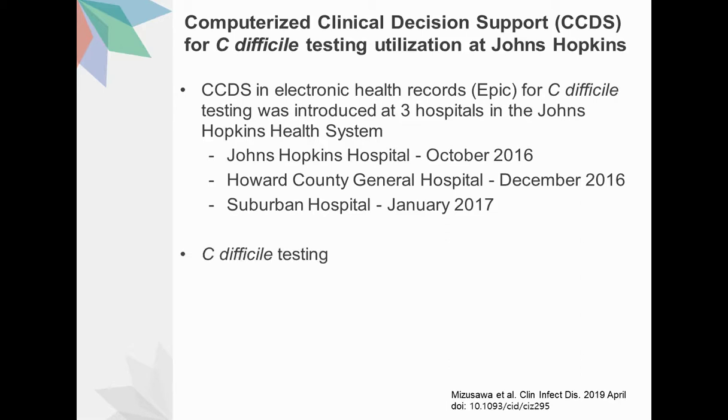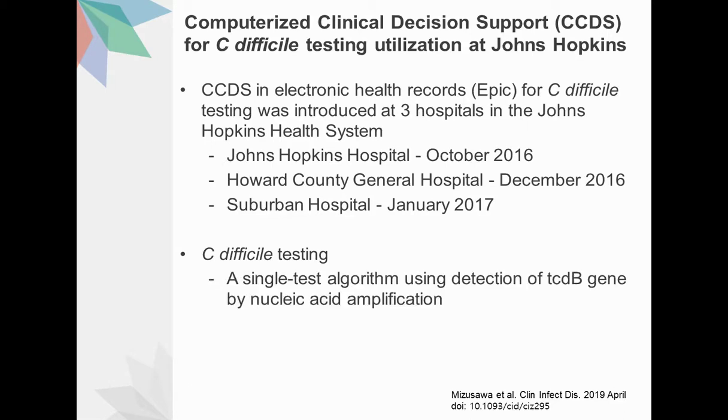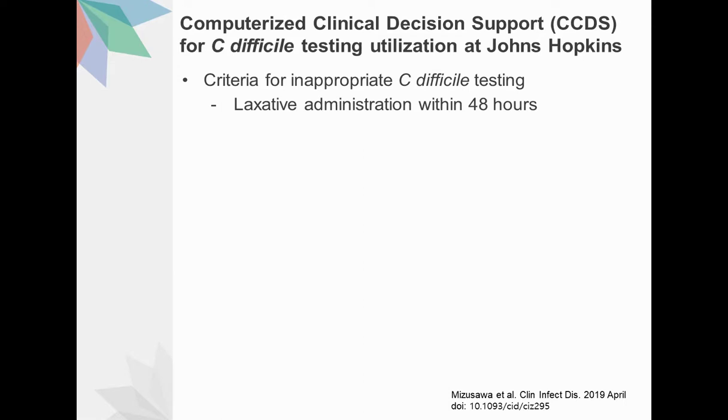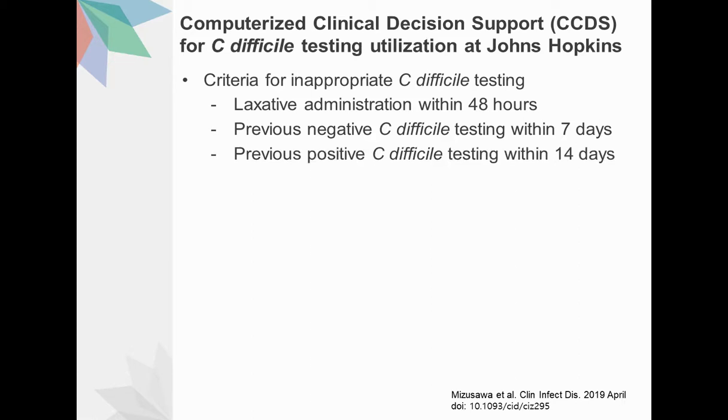C. difficile testing used in Johns Hopkins Health System is a single test algorithm using detection of TCDB gene by nucleic acid amplification. Criteria for inappropriate C. difficile testing in CCDS are laxative administration within 48 hours, negative C. difficile test result within 7 days, and positive C. difficile test results within 14 days of test ordering.